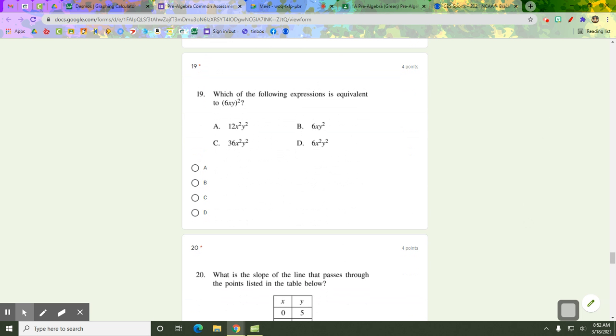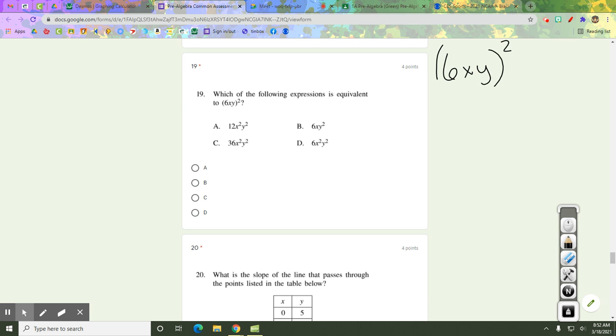Which of the following expressions is equivalent to 6xy raised to the second power? So this is the product to a power rule. And if you look to your left, it tells you how to do that. Product to a power, this is like the distributive property. Everything on the outside times everything on the inside. But this is in reverse. If a number or a variable is by itself, what exponent is that raised to? They're by themselves, but to the what power?